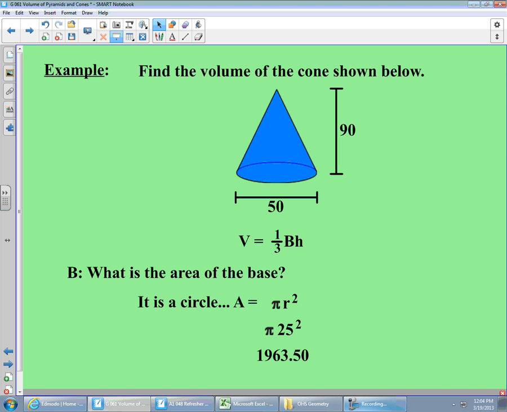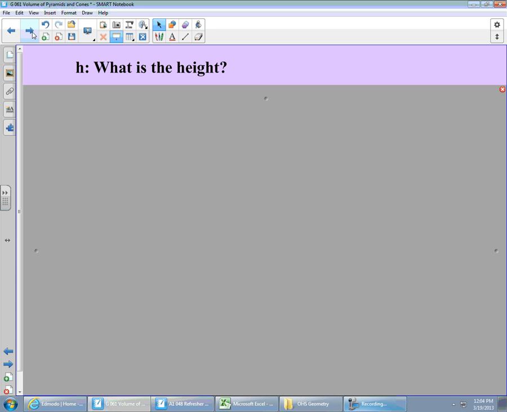Now from plugging into the formula, and we've done it a couple of times now, we know we're going to have to know the height of the cone so we can plug into the formula. Do we have this value or do we need to solve for it or what? Yeah, they provided it for us. It's 90 in this particular case. So we seem to be home free.